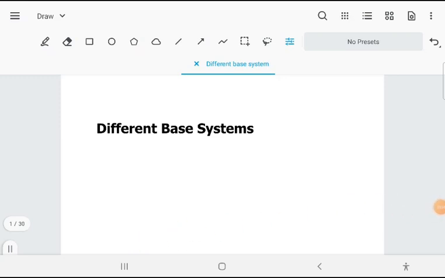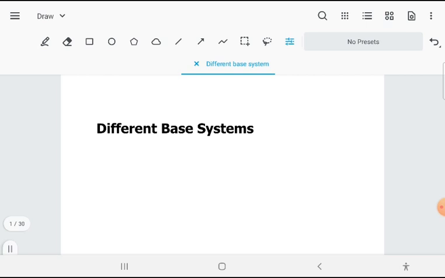So for today's lecture, we will be talking about different base systems. When I say base systems, I may be talking about base 10 or non-base 10 systems. Examples of non-base 10 systems are Base-2, Base-16, and Base-12. There is also the octal numeration system, or base system rather. So that means octal means base 8.